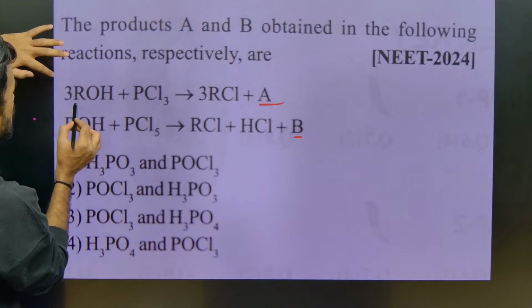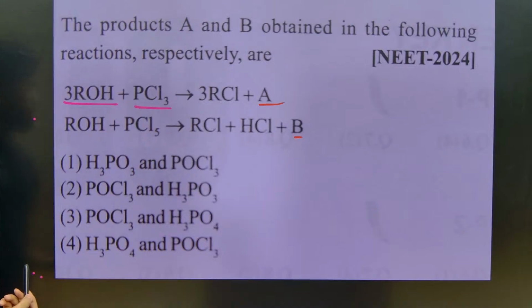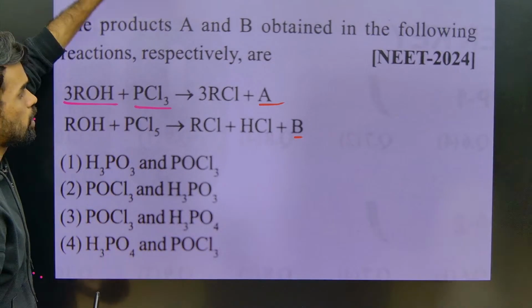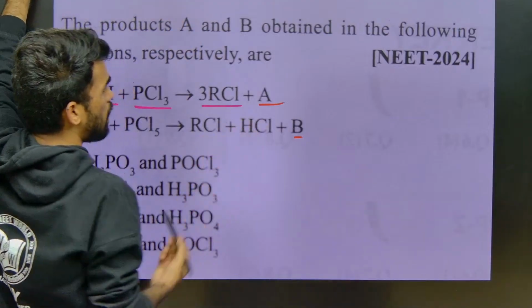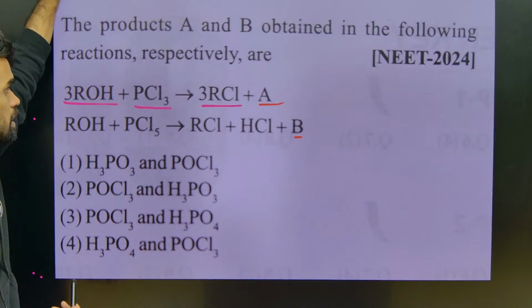See, 3 ROH, an alcohol, is treated with PCl3. One mole of PCl3 is taken. So what is the product formed here? Three moles of alkyl chlorides are formed. Along with that, the question asks what byproduct is formed.